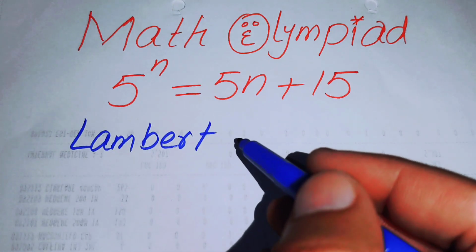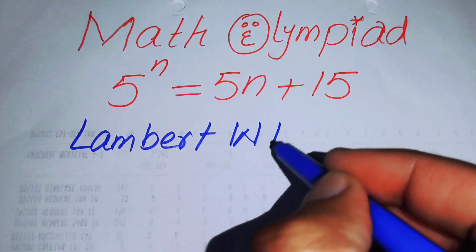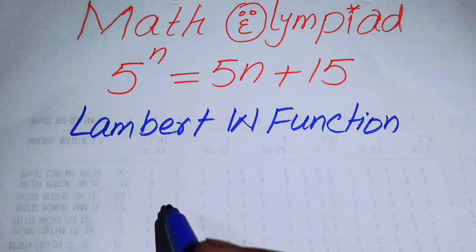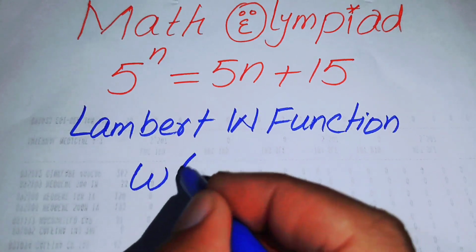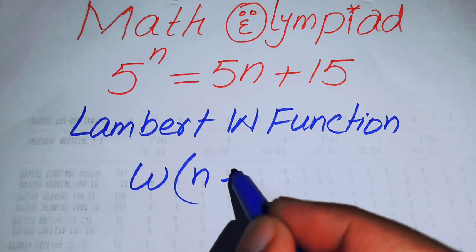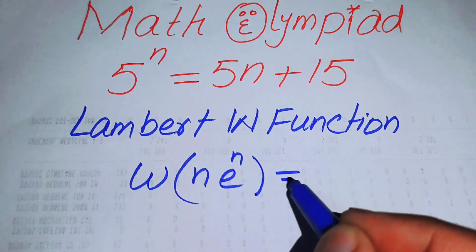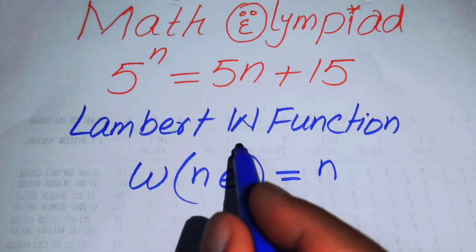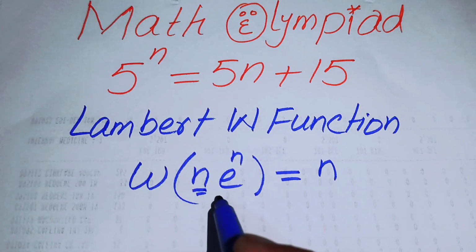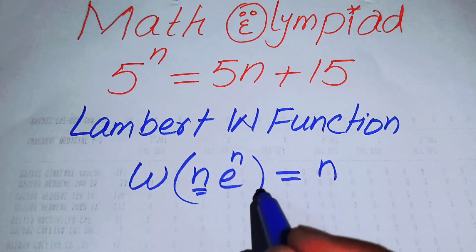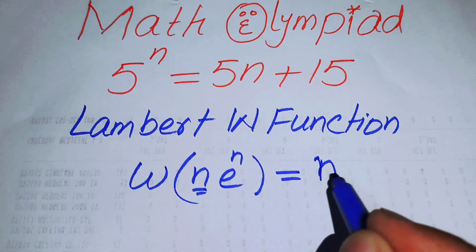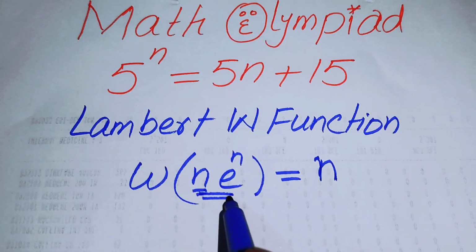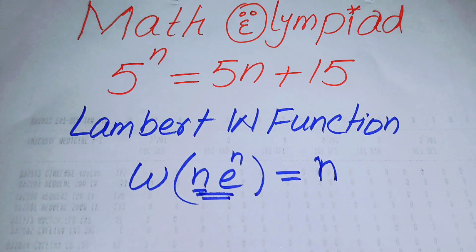So first I will explain this function, and after that I will apply it to the solution of this problem. The Lambert W function is in the form of W of n times e to the power of n is equal to n. If you have a function in which e to the power of n is multiplied by this exponent, we can equate this whole expression to n. So this is the Lambert W function, and now we convert our question statement into this form, and after that we will apply this Lambert W function.